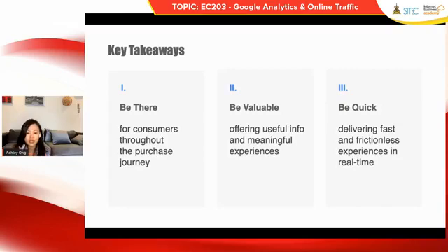So I think a lot of people might be aware of this. Keep the loading speed within 3 seconds on mobile, and in terms of the number of clicks to find one piece of information, also keep it between 2 to 3 clicks. So everything has to be there: be valuable, and be quick.